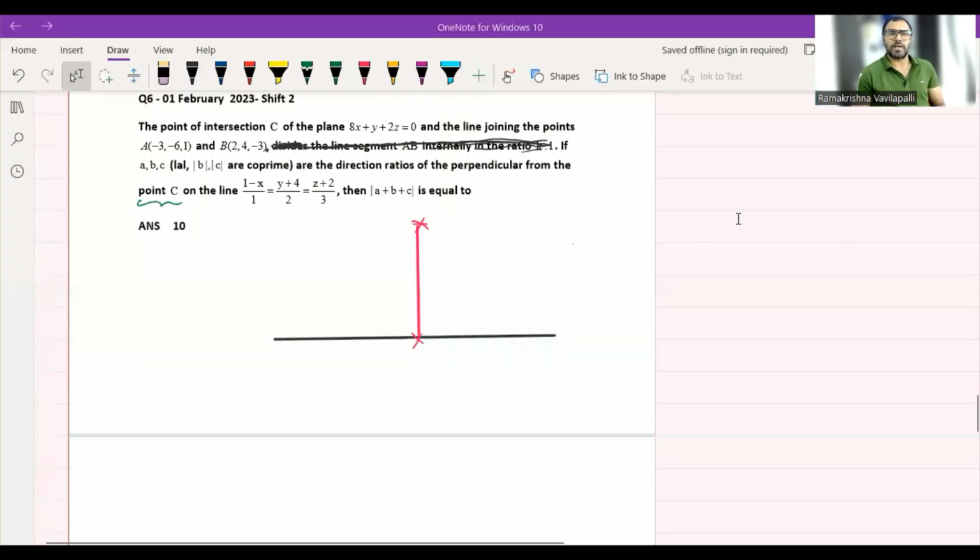Here is another question asked in February 2023, shift 2. The point of intersection C of the plane and the line joining.